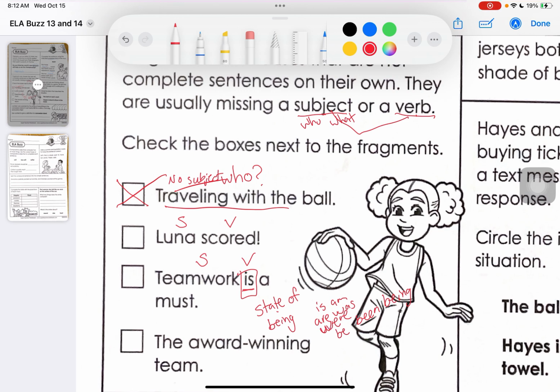And then this one, the award-winning team. Okay, well, that's a subject. The team, what about them? What did they do? There's no verb here. So these two are fragments. Fragments mean pieces. So they're pieces of a sentence, not a full, complete sentence.